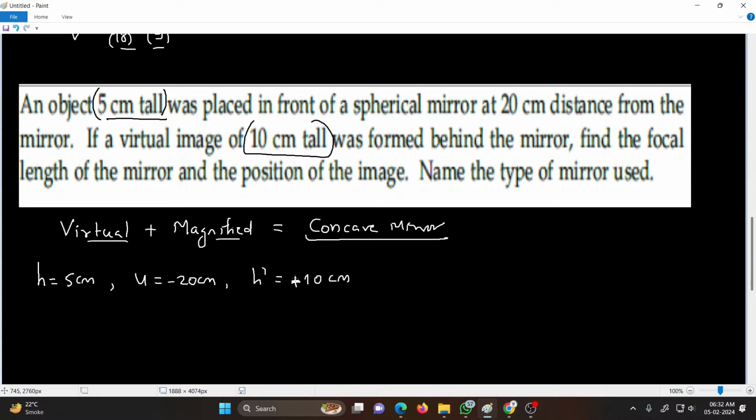Really sorry. A virtual image is always erect. Virtual image is always erect. So h dash is plus 10 centimeter. Then find the focal length of the mirror and position of the image. So once you get this, again you will get a relation between V and U, that m is equal to minus V by U, that is equal to h dash upon h, and from that you will get the relation between V and U, and from that you can find F.